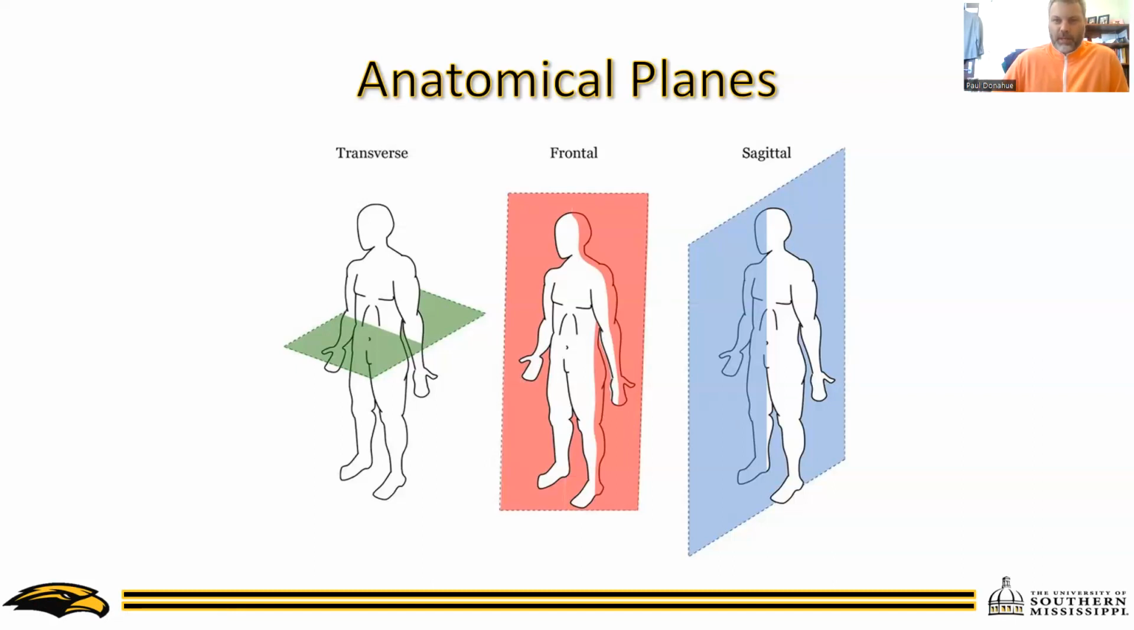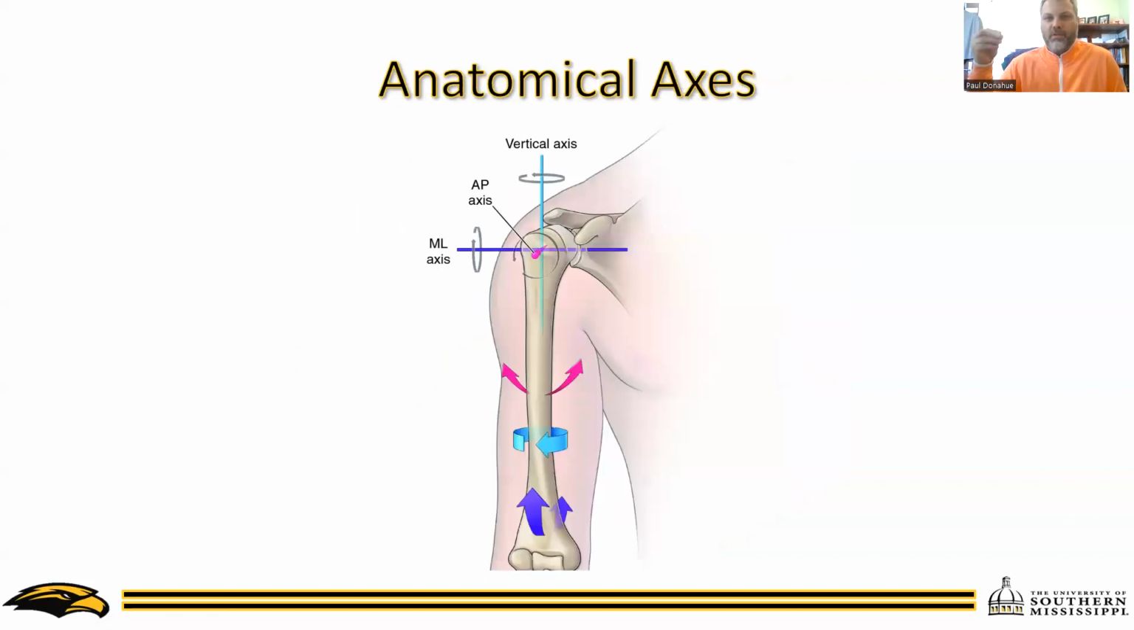We have our frontal plane, which is going to cut us front to back, or anterior, posterior. And we have a transverse plane, which cuts us in half, top and bottom, or superior, inferior. And with each one of those, we can move that to a specific joint, and then we can create these axes of rotation.